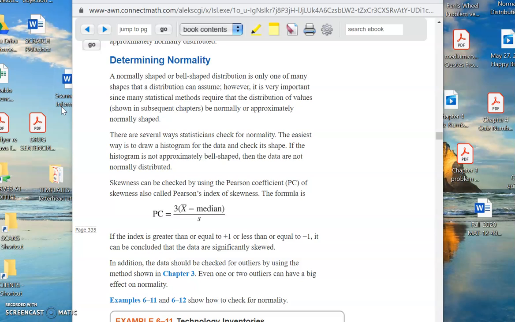So many times we hope that our data is normally shaped, because then it makes the calculations a lot easier. So how do we do this? Okay, all right, and here's some of the motivation. I'll let you read that.